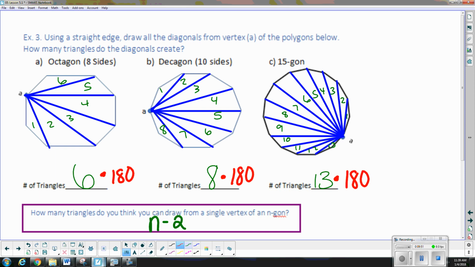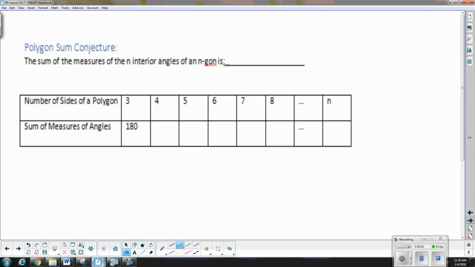For an n-gon, the sum of the measure of the interior angles of an n-gon is 180 times however many triangles there are, which in an n-gon is n minus 2. So now you can use this formula to figure out the sum of the degrees of interior angles for any polygon.